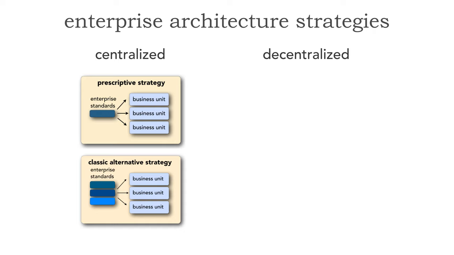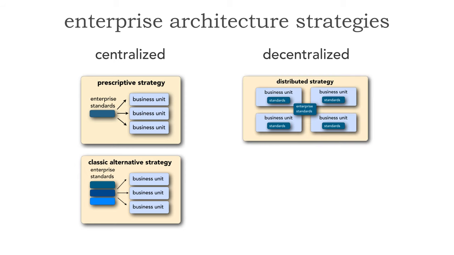The decentralized strategies are where we don't have a single enterprise architecture team defining and governing those standards across our company. Rather, those enterprise architecture teams are distributed across the business units. Let's take a look at the two decentralized strategies. The first is something called a distributed strategy. Notice here that there still are minimally applied enterprise standards across the company. However, each business unit is now free to define their own standards and govern their own standards.